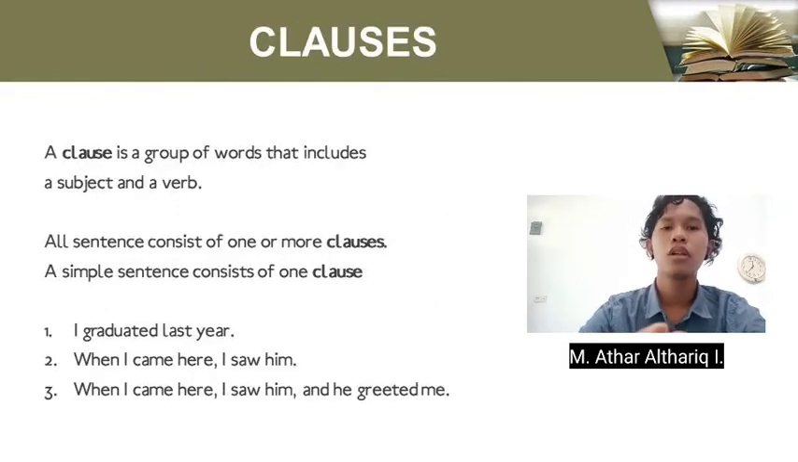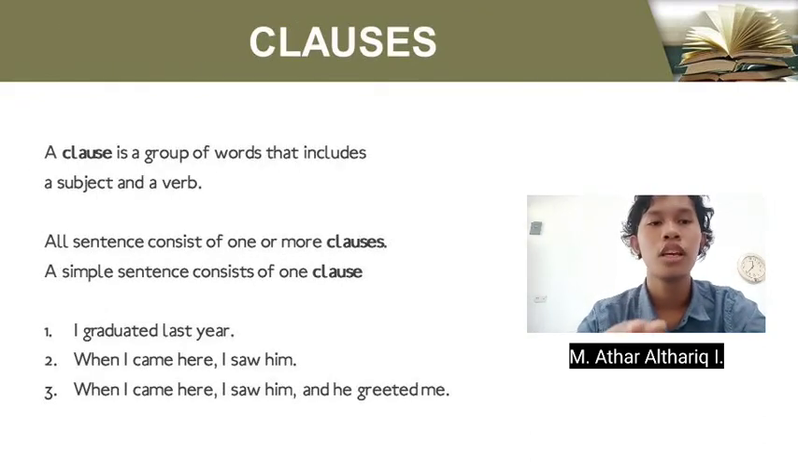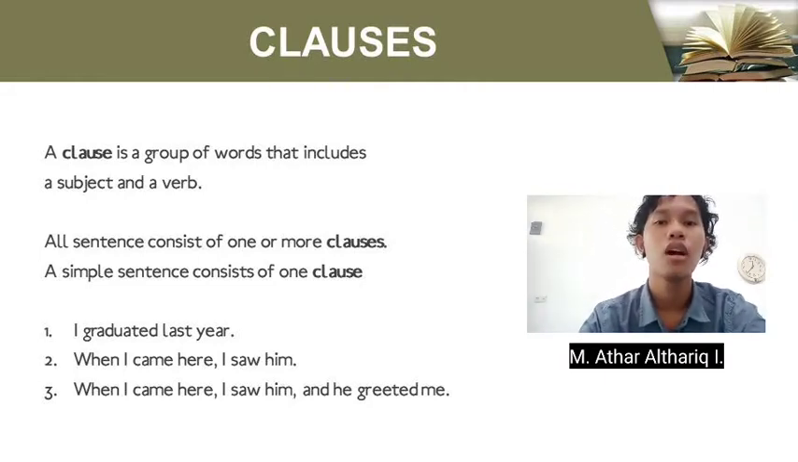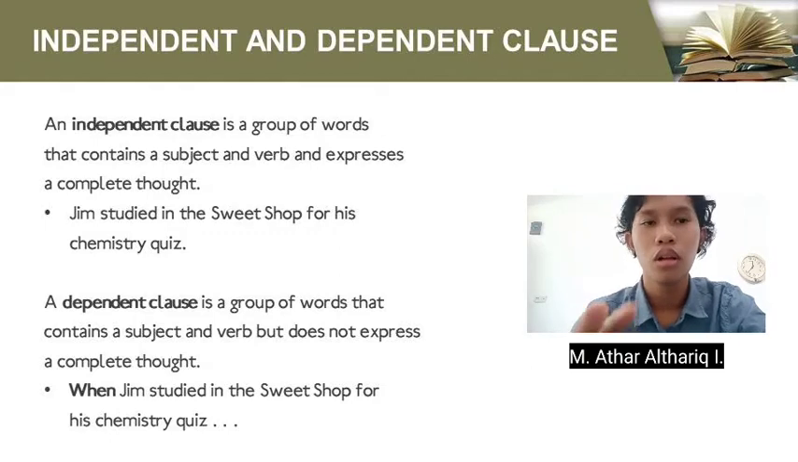Now, let me talk about clause. A clause is the basic unit of grammar. A clause must contain a subject and verb. Typically, a clause is made up of a phrase and sometimes a complement. The examples are: I graduated last year, a one clause sentence. When I came here, I saw him, a two clause sentence. When I came here, I saw him and he greeted me, a three clause sentence. Now, I'm going to talk about independent and dependent clauses.